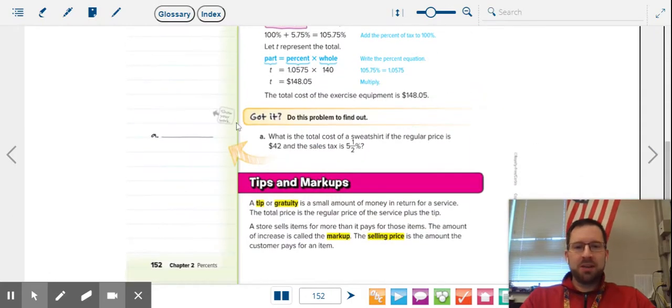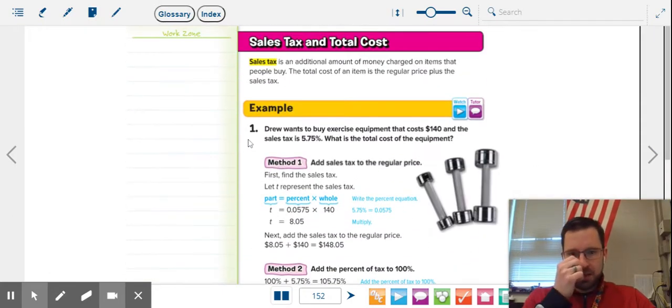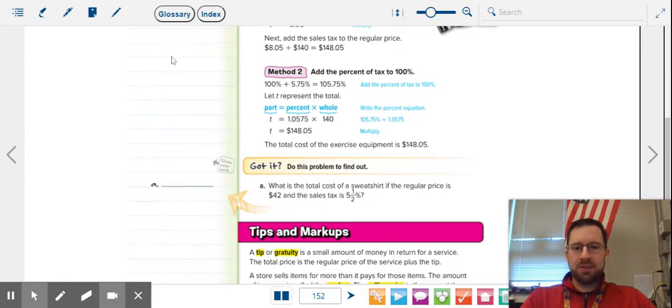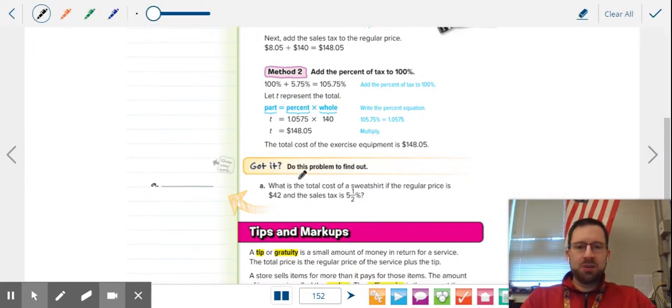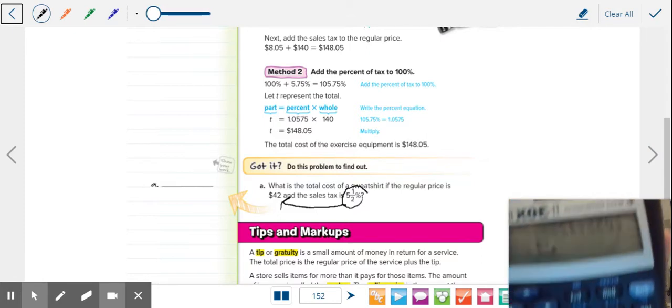How do we do this? How do we find tax? Let's start there. So what's the total cost of a sweatshirt if the regular price is $42 and the sales tax is 5.5%? So first, what we want to do is find the percent of a number. Percent of a number, if you remember from one of our very first lessons, is pretty easy. You just take the percent, turn it to a decimal, 5.5% times 42 gives you $2.31.